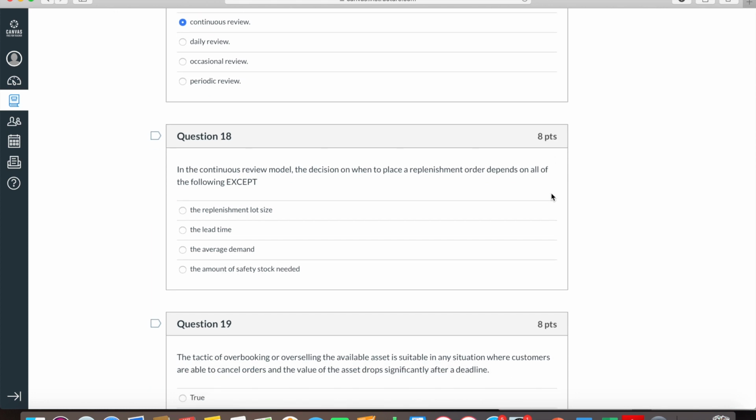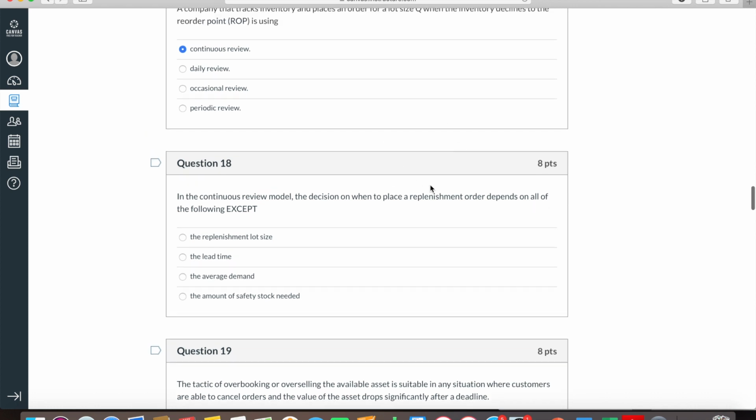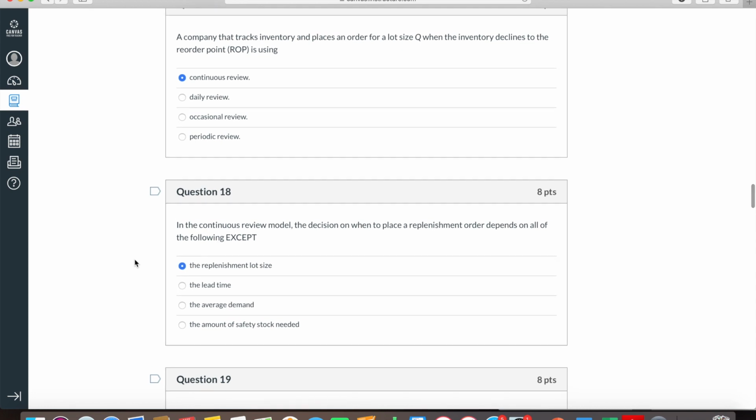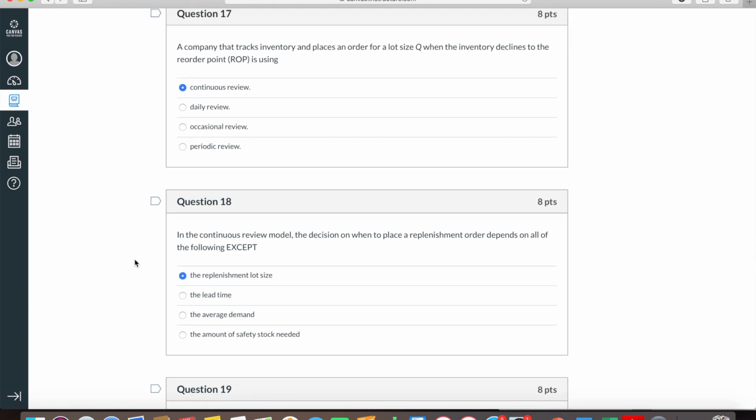In the continuous review model, the decision on when to place a replenishment order depends on all of the following except, so we just talked about this. With continuous review, there's reorder point, there's safety stock, there's demand, and there's lead time. So which are not talked about? I talked about safety stock, talked about demand, talked about lead time. It's this, it's the lot size. The lot size is fixed with continuous review policy.